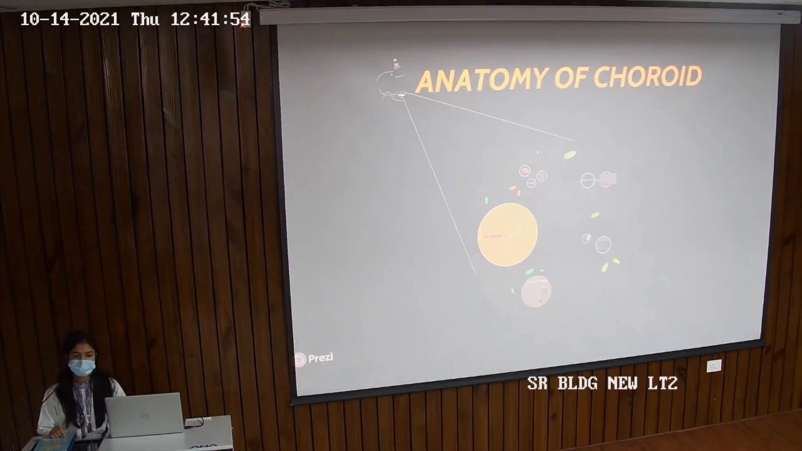Choroid venous drainage is by the vortex veins. They are 4 in number: the superior temporal, inferior temporal, superior nasal, and inferior nasal, and they drain into the cavernous sinus.